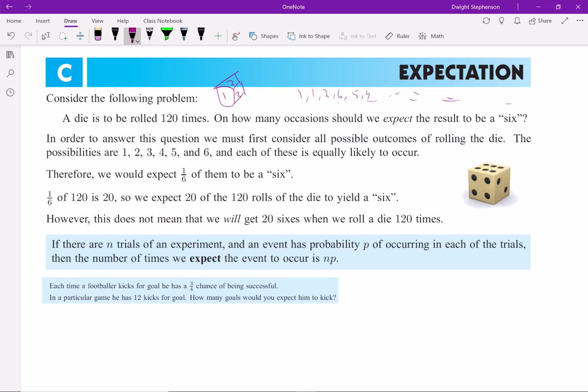Well, hopefully this is kind of obvious to you. The probability of rolling a six on any given roll is 1 out of 6. And since there's 120 rolls, we'd expect 1/6 of those rolls to be 6. And so to figure this out, we would just multiply 1/6 times 120. So it's important to understand what these are. The 1/6 was the probability, and the 120 was the number of rolls. And so if there are n trials in an experiment, and the event has a probability of p, then the expected value is just n times p.